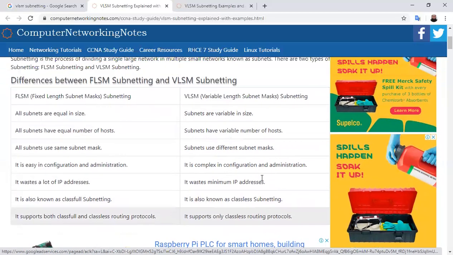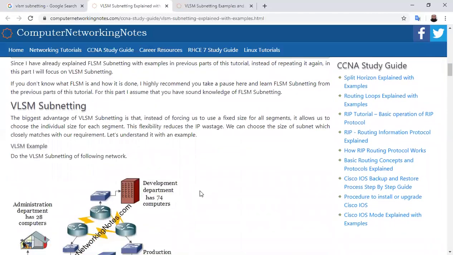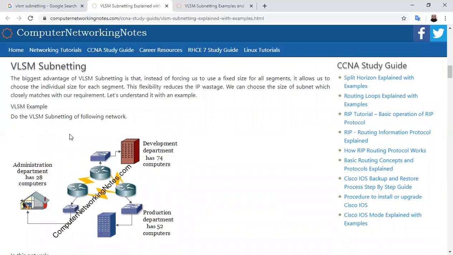So we have seen many differences over here. Inshallah, we'll try to remember them. I'm going to show you another example. The biggest advantage of VLSM subnetting is that instead of forcing us to use a fixed size for all segments, it allows us to choose the individual size of each subnet.